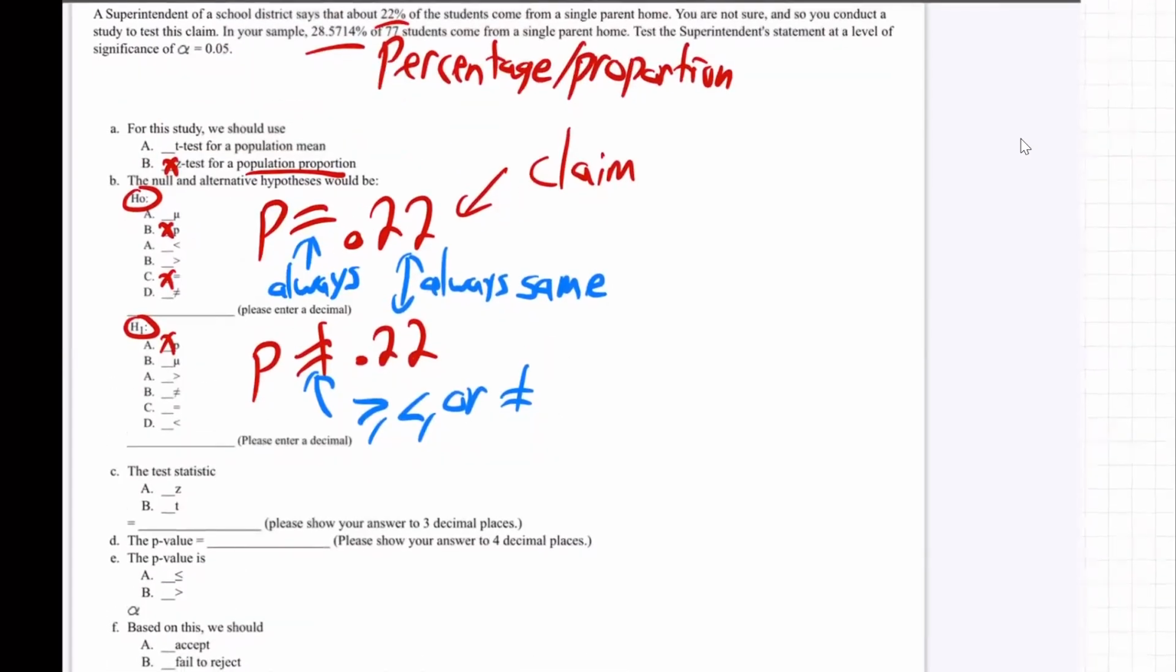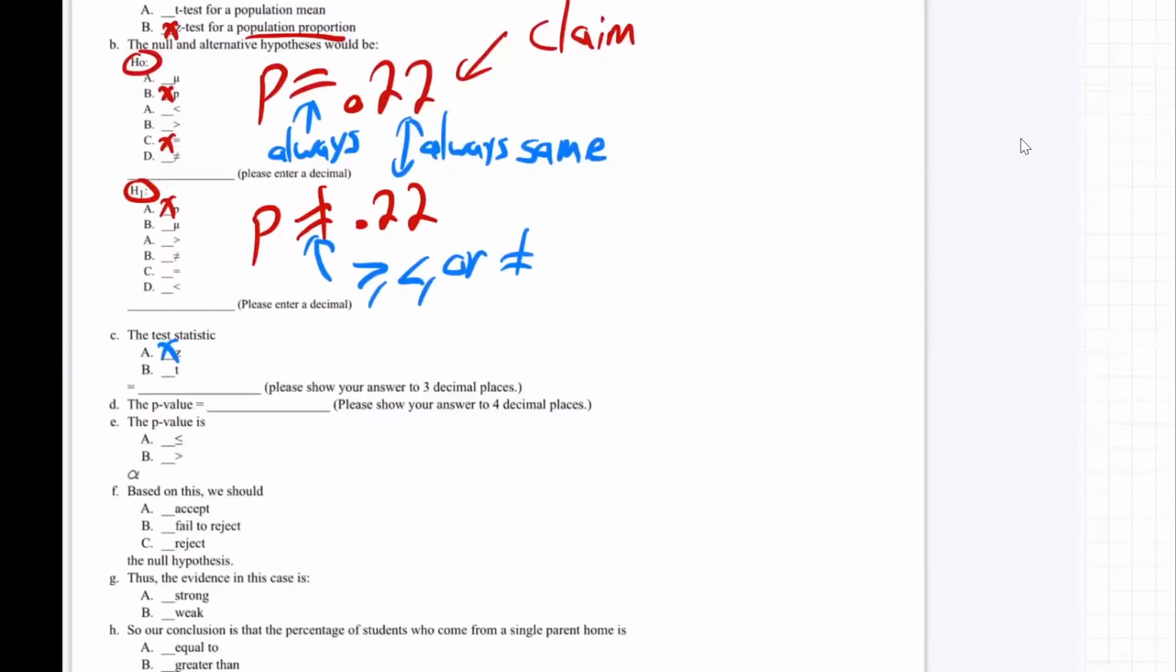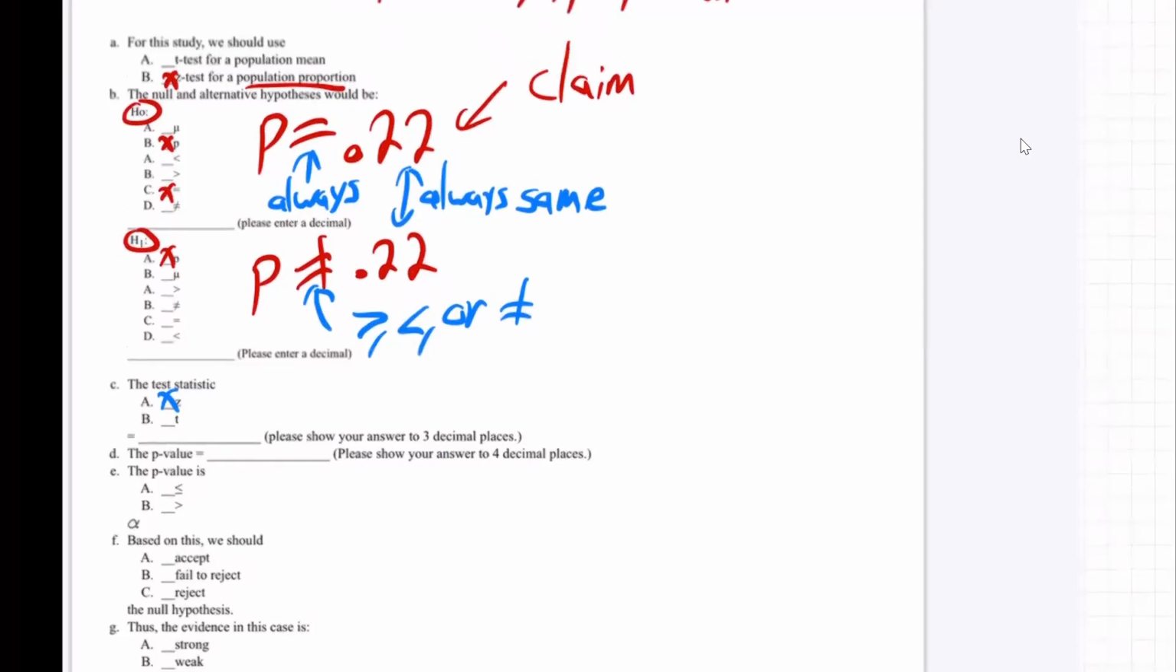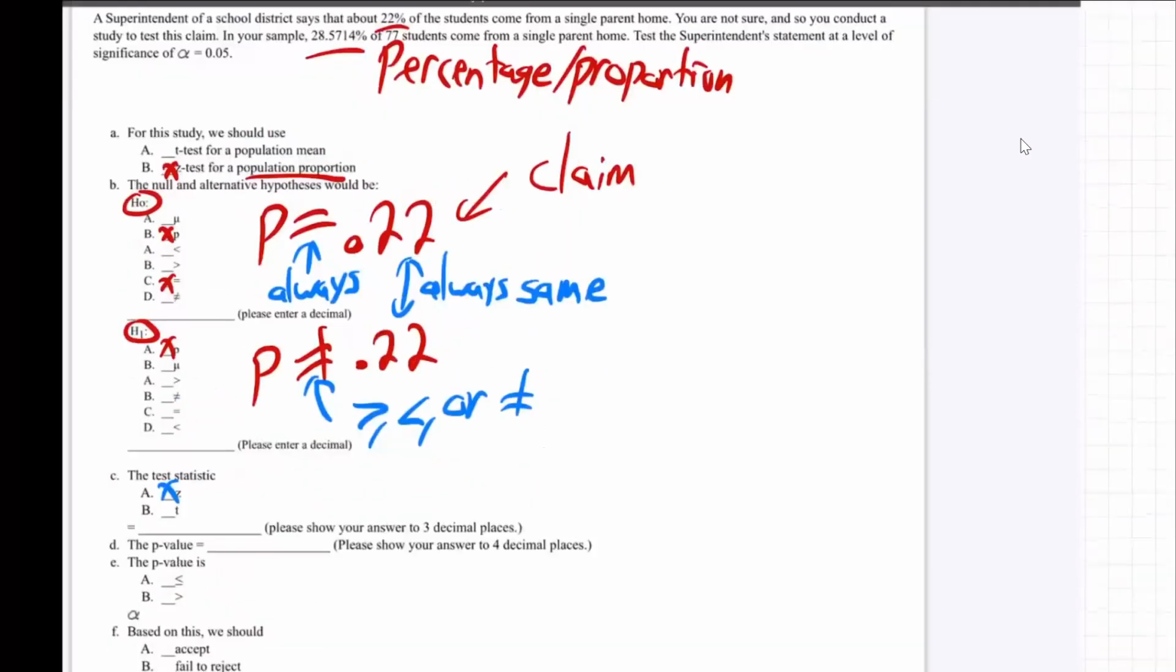It says the test statistic. Well, we already figured that out up here. It's going to be Z, right? Same thing as right here. It's a Z test. And then what does it equal? Well, now it's time to go to the calculator. The calculator is going to compute all that information for us. So we're going to need to put it into the calculator. So how do we do that?